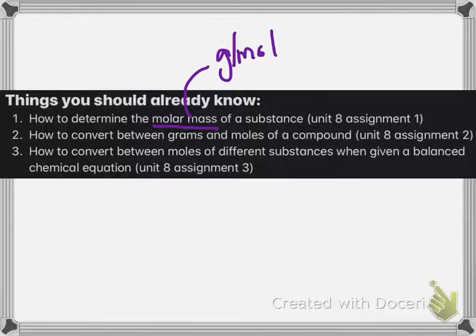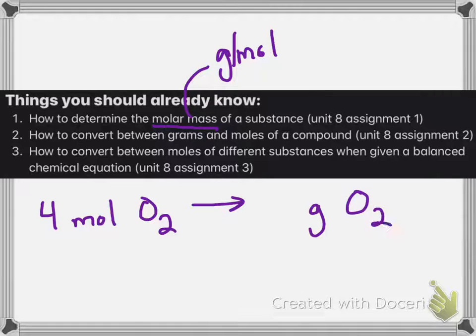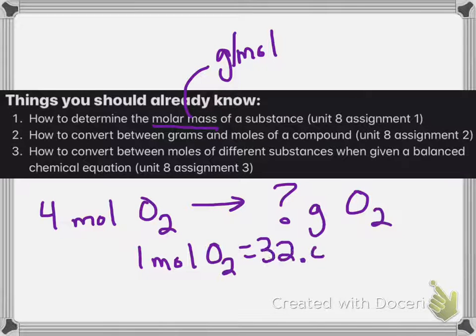So if I have 4 moles of a substance, let's say oxygen, the molar mass allows me to convert it into grams of oxygen. Because I know from looking at my periodic table that 1 mole of oxygen is equal to 32.00 grams of oxygen. So if I have 4 moles, then I'm going to have 4 times 32.00 grams of oxygen. So molar mass allows us to convert between grams and moles of the same substance. It's got to both be oxygen because molar mass is for a specific substance.